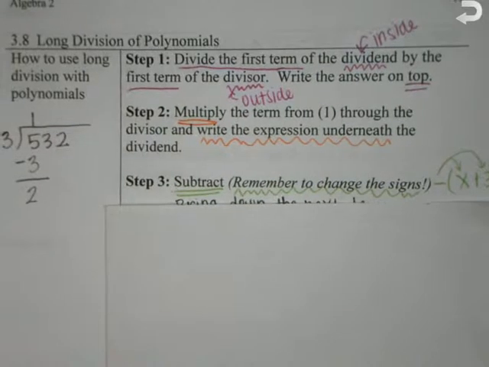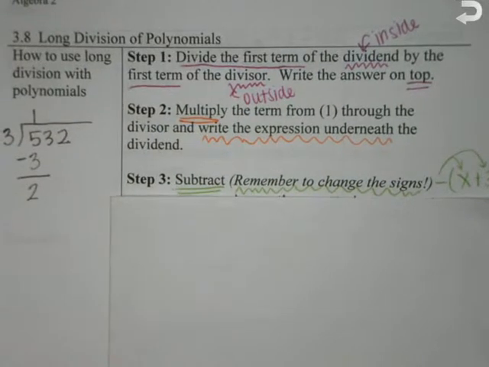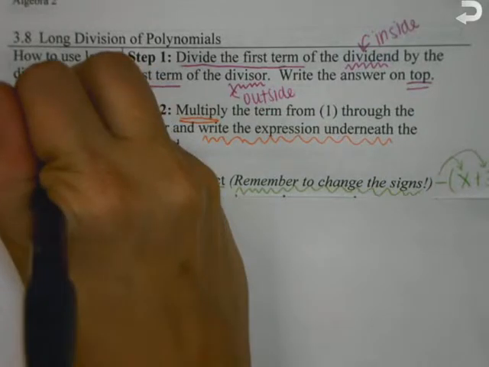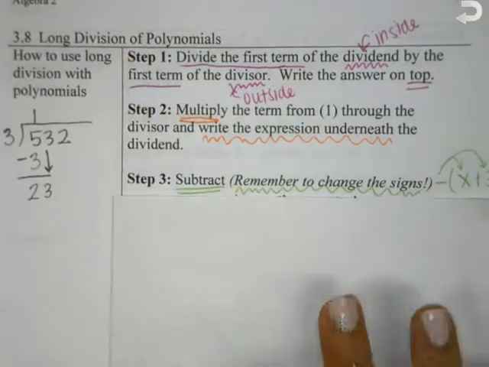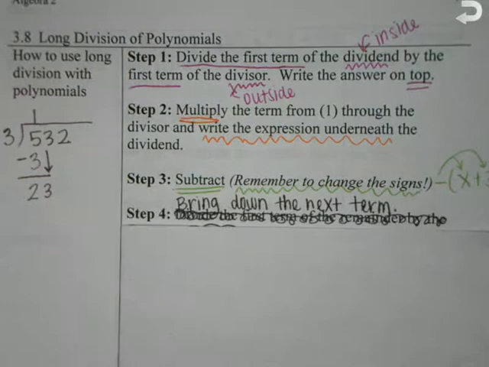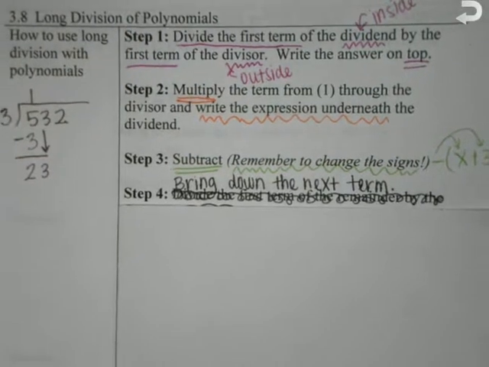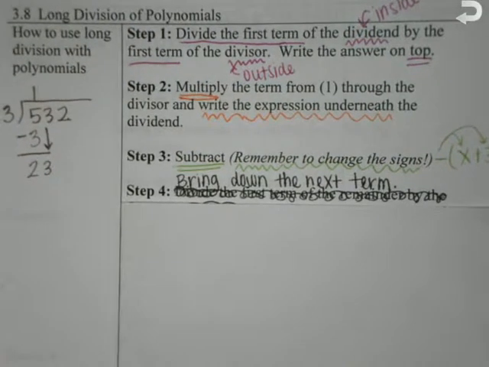Okay, so we subtracted, and then what happens? We bring down the 3. So that is step 4, and in my typed out ones, I made a major typo. So make sure you write it down correctly. You're going to bring down the next term. Okay, so we just bring down the next one, whatever it is.